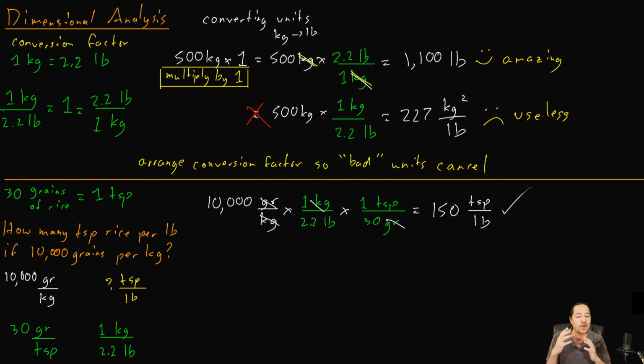Kind of useless, but it's an example here of how we can use dimensional analysis to convert pretty much any unit into any target unit. Just have to keep multiplying by 1 again and again and again until you get there, and you will. It's very powerful.